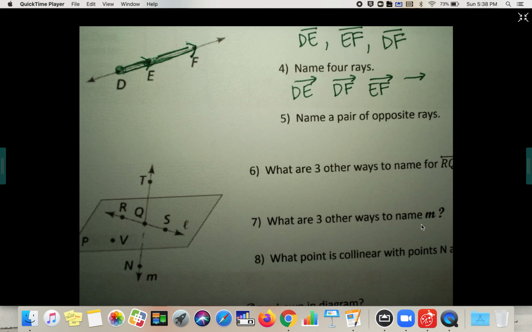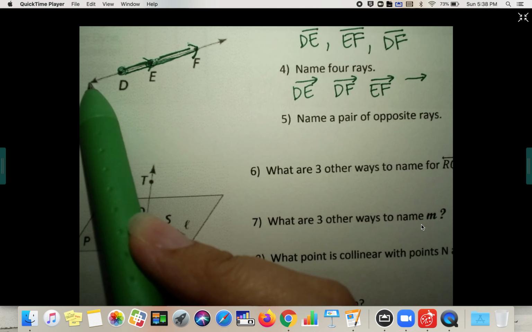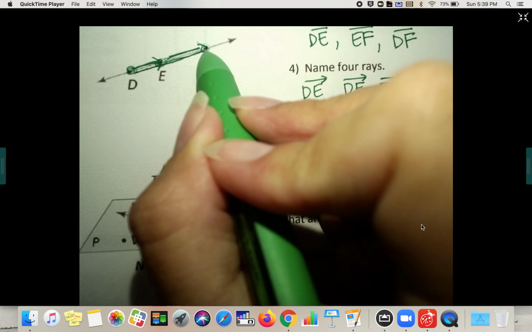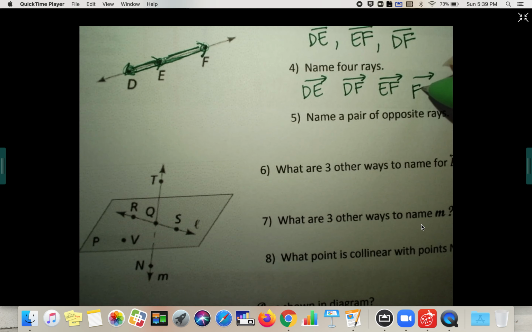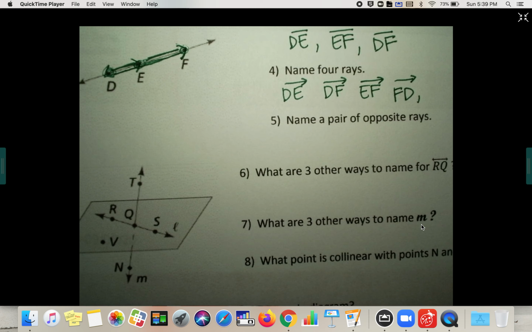Let's say we wanted to start at F and go the other direction. You know, this arrow points this direction too. Rays could go this direction. So maybe we want to start at F and go all the way to D. So FD. I know it says name 4, but I'm just going to keep going because there's a couple more I see, and I just want you guys to be really clear in your notes.